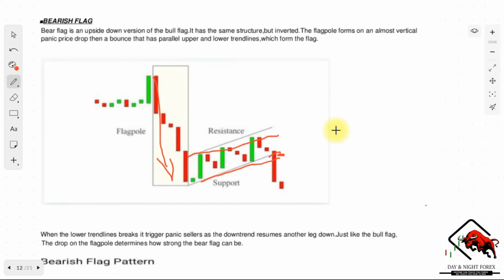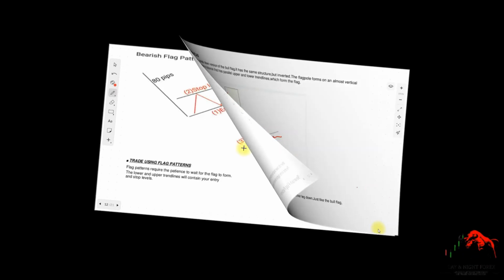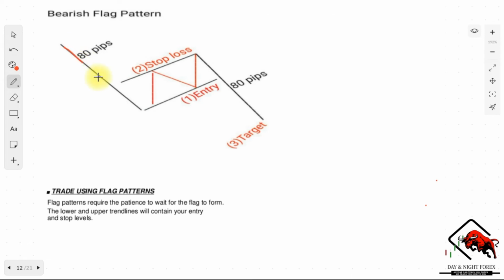So as it continues down, the drop on the flagpole determines how strong the bear flag can be. So this drop right here will determine the strength of this bear flag. The longer it is, the more powerful the movement we can expect after the breakout of this trend line right there, after this support, which will now be turned into resistance. So that's basically what we mean over there. So a clear illustration of this: we have our almost vertical pole right here, which is the price drop.